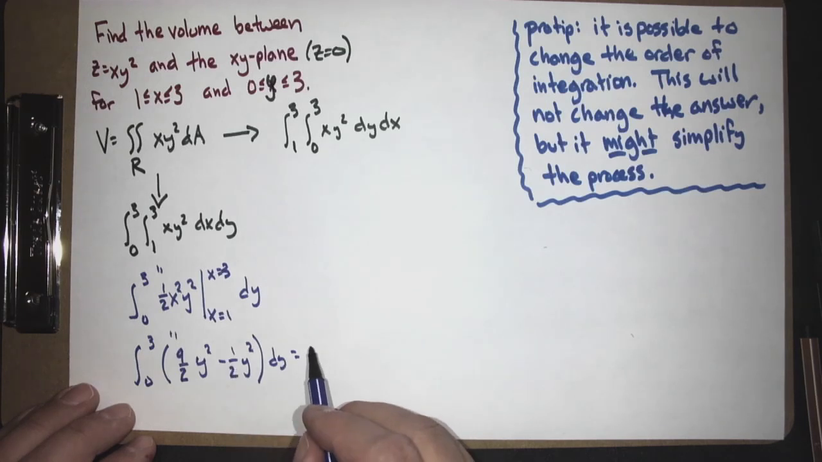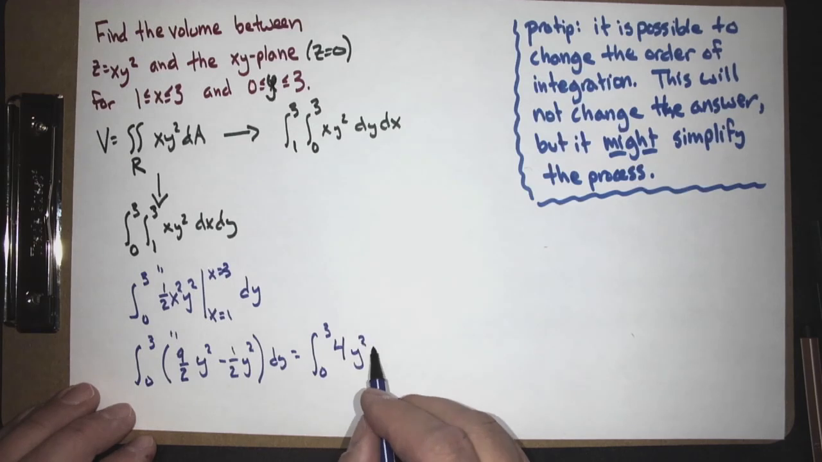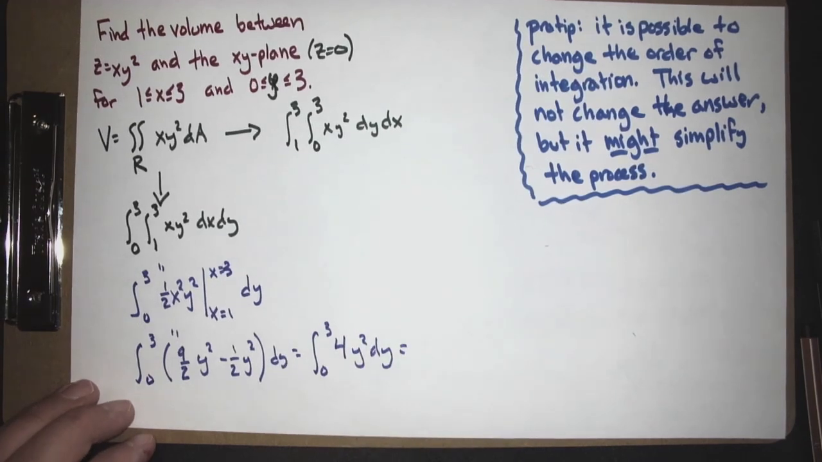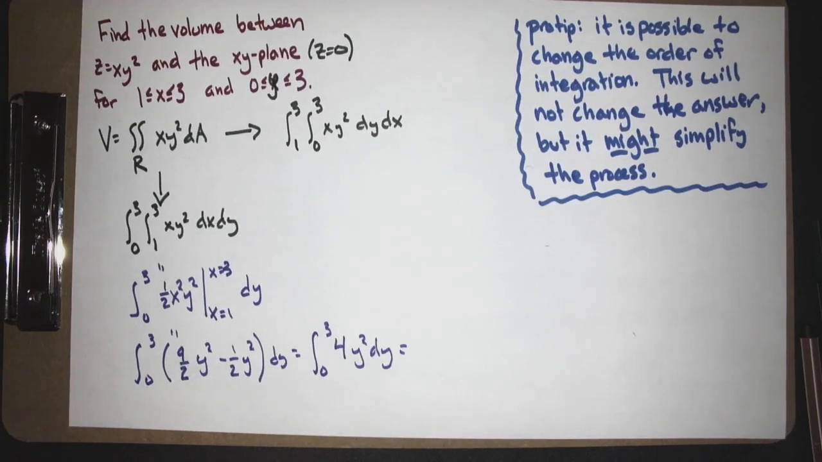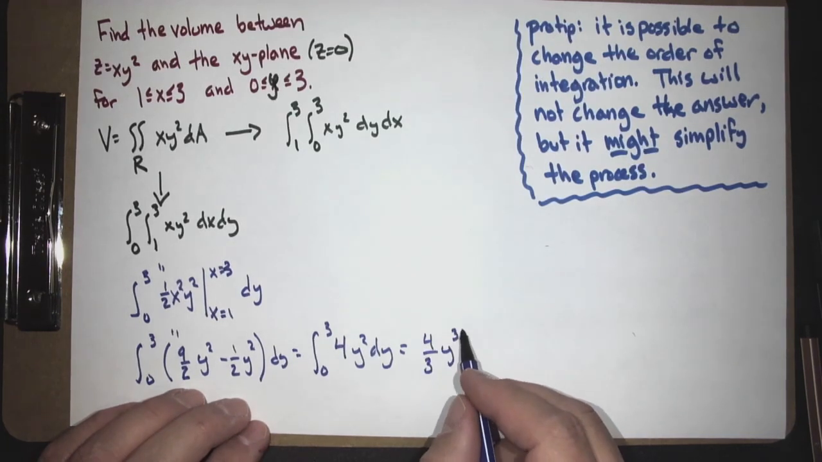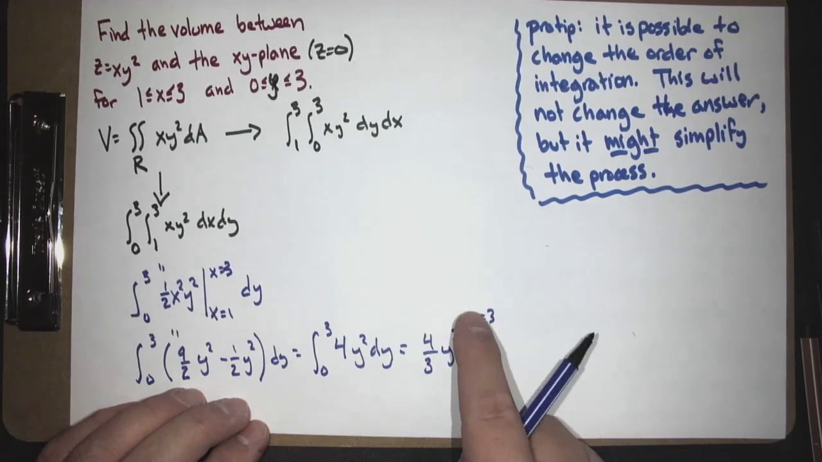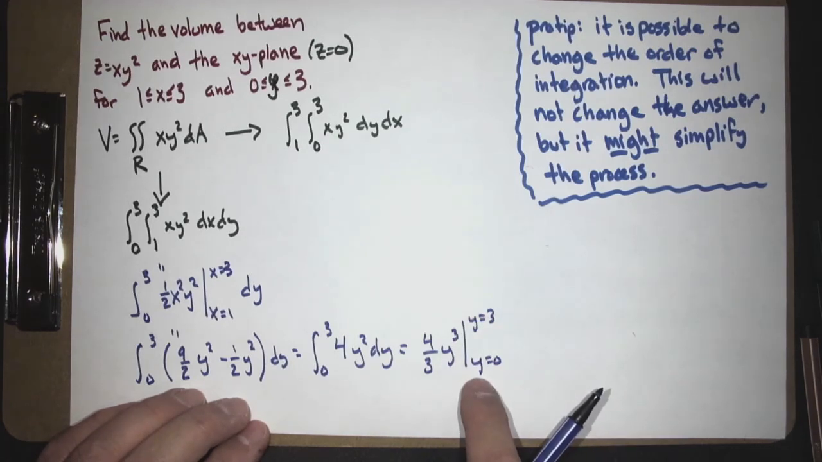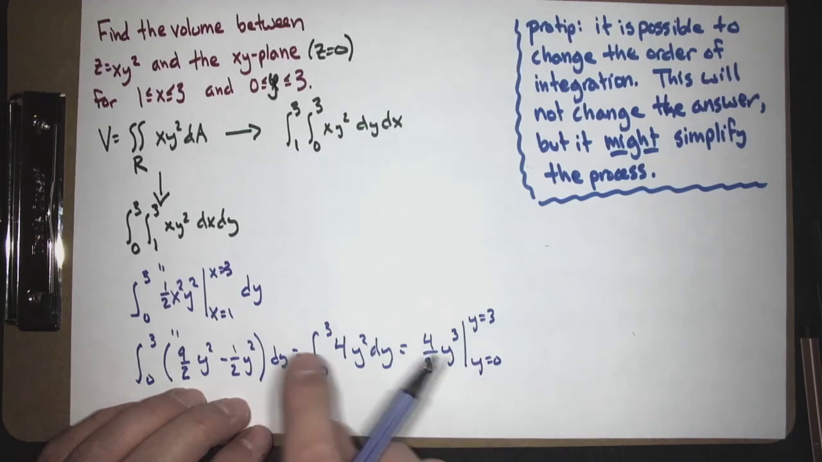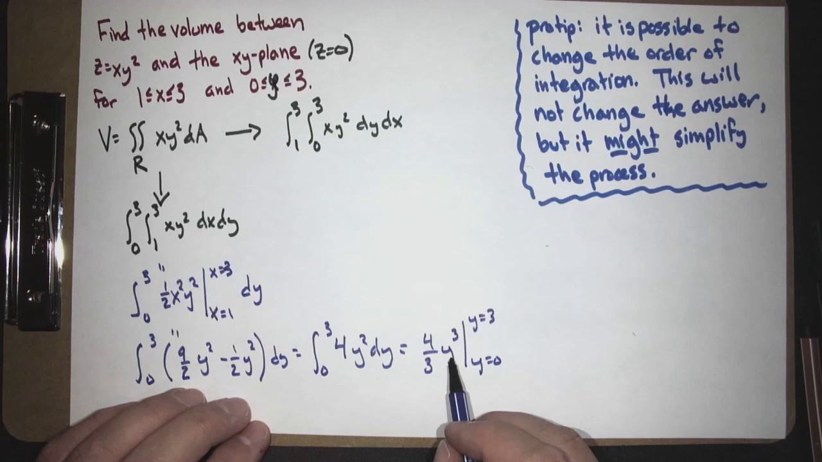9/2 subtract 1/2, also known as 8/2, 4. All right, what's the integral of 4y squared with respect to y? 4/3 y cubed. And evaluate y equals 0 to y equals 3. Again, I like to emphasize what I'm evaluating. Now, at the last stage, it doesn't really matter, but at intermediate stages, it does. Okay, when you plug in 0, good news, you get 0.